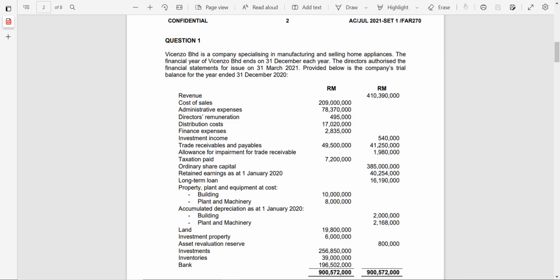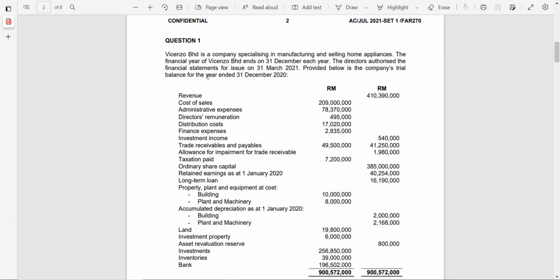In today's session, we are going to learn how to prepare financial statements for a limited company called Vicenzo. We will learn how to prepare the statement of profit or loss and other comprehensive income, the statement of changes in equity, and also the statement of financial position. We also will be preparing some selected notes to the financial statements. The company specializes in manufacturing and selling home appliances.